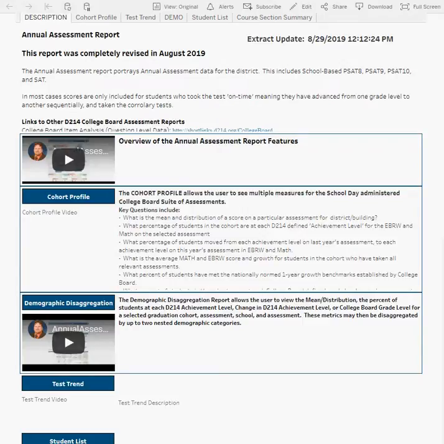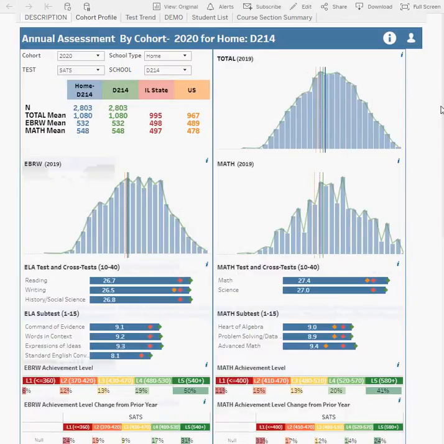This is a quick overview of the cohort profile subreport of the annual assessment report. You can get to that by going to the annual assessment report and either clicking this dark blue bar here, which will navigate you there, or by clicking the tab here at the top. The cohort profile is set up to be able to show all kinds of data around annual assessments for a specific cohort and test that you have taken.